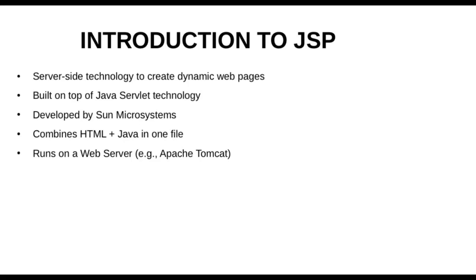JSP is a server-side technology to create dynamic web pages. It was built on top of Java Servlet technology and it was developed by Sun Microsystems. The main idea of JSP is that it combines HTML and Java in a single file. It runs on a web server.